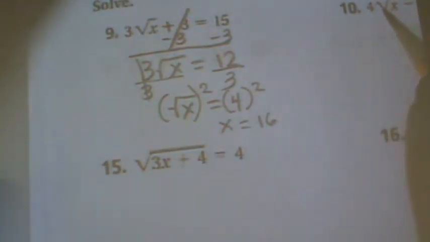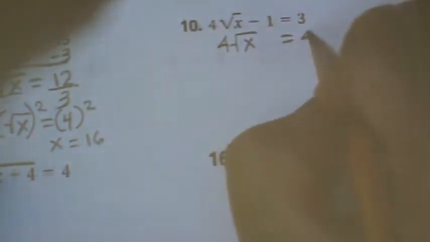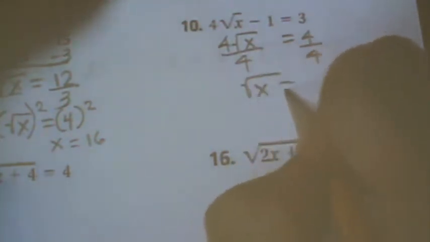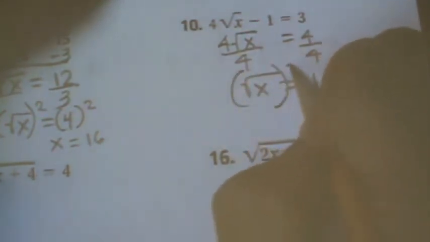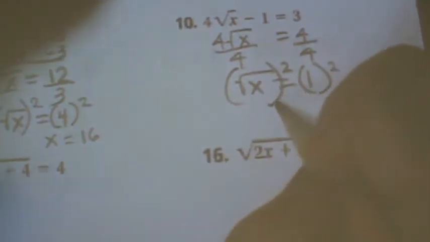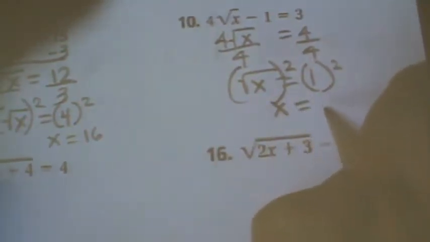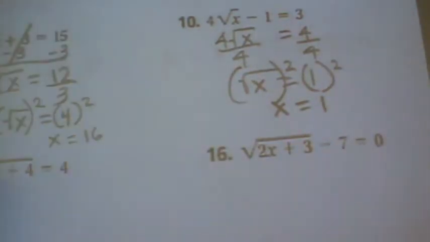Get it? Okay, number 10, what should I do? Add 1. Then what? Divide by 4. Then what? You're going to square both sides. And is x equal to 2? Just 1. This is a common mistake. They will say 1 times 2 is 2. It's 1. And check it.